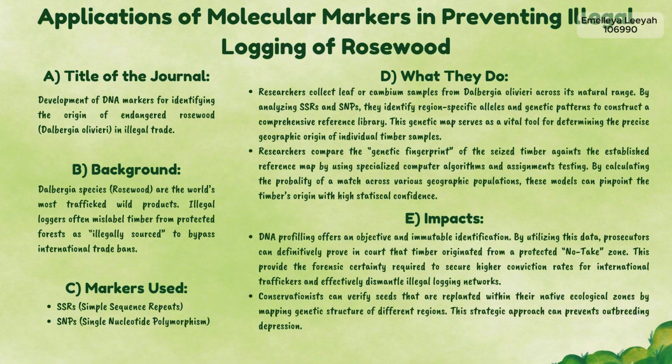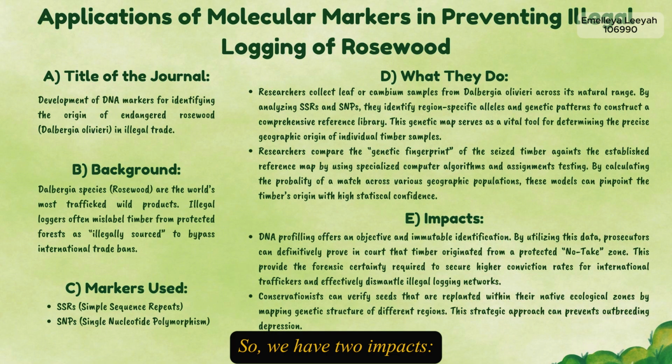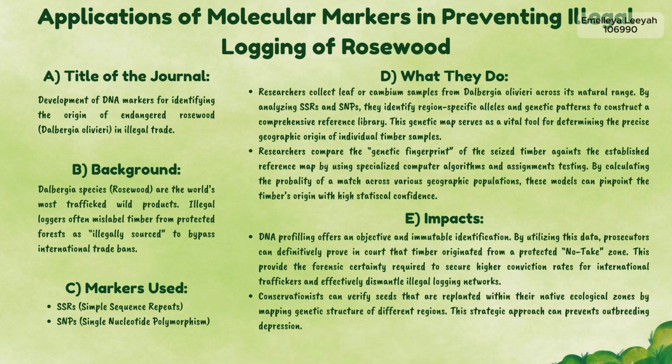Researchers also compare the genetic fingerprint of the seized timber against the established reference map by using specialized computer algorithms and assignment testing. By calculating the probability of a match across various geographic populations, these models can pinpoint the timber's origin with high statistical confidence. This measure has two impacts. DNA profiling offers an objective and immutable identification.